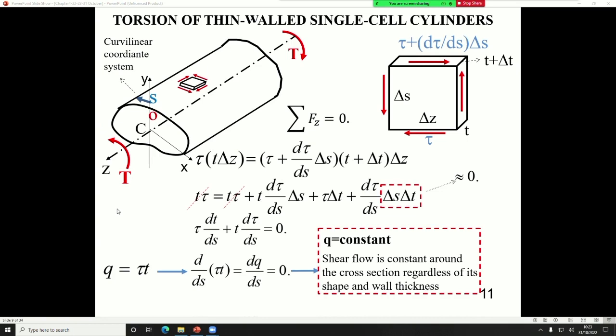So on slide number 11, I showed you that Q is constant for a single cell when it's subject to a torque. But we need to find a relation between the torque applied and the shear flow.